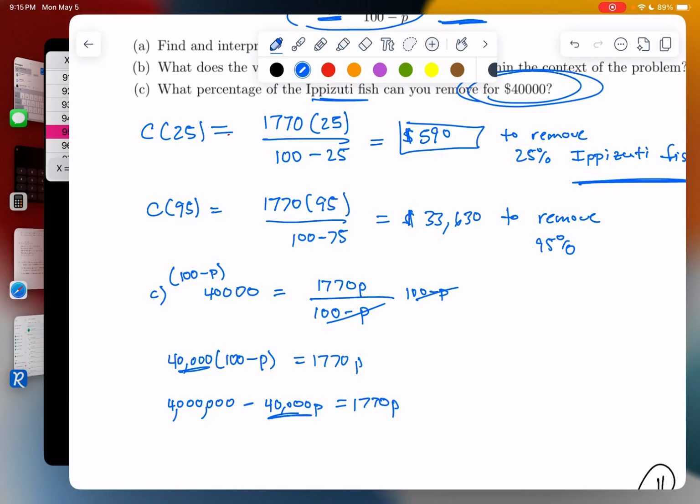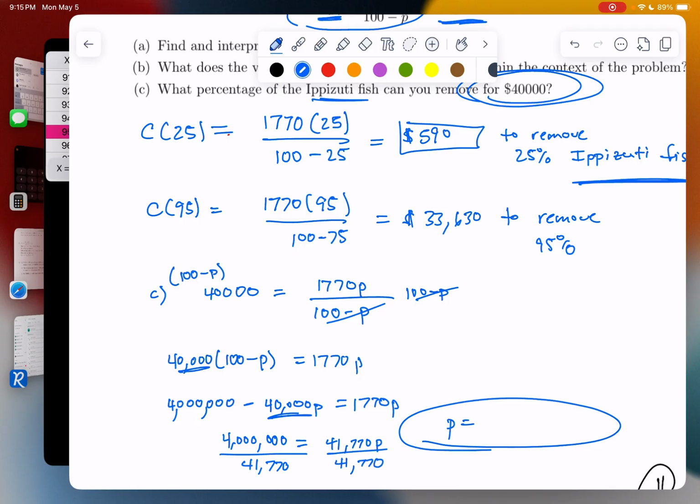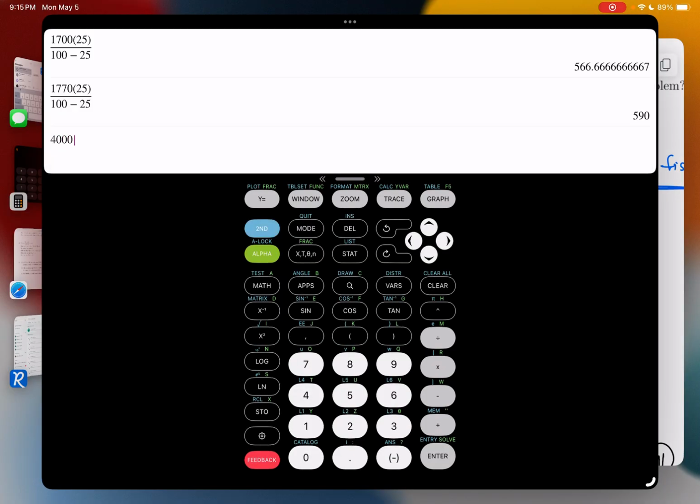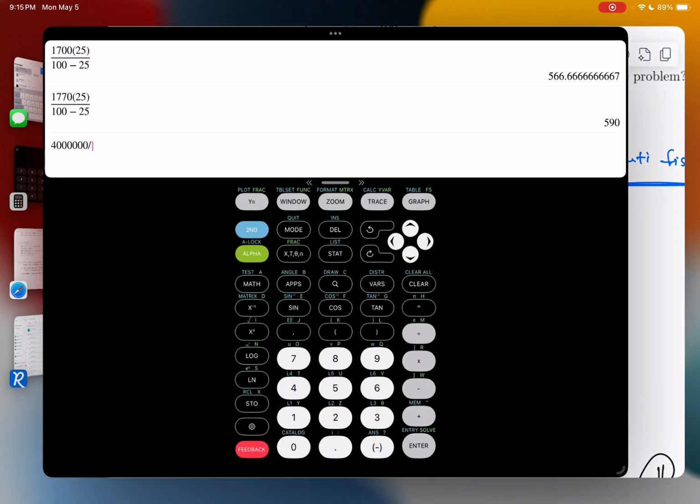So then I'd add the 40,000p to the other side, so I have 4 million is equal to 41,770p. Divide by this, and then we'll see what P equals, and that would tell me the percentage that you could remove if you had a $40,000 budget. So I'm going to take 4 million, go to the home screen, 4 million divided by 41,770.